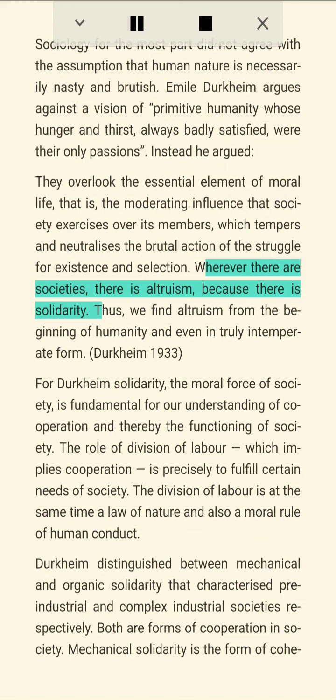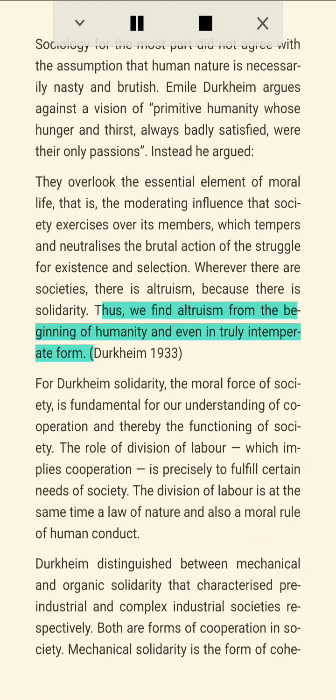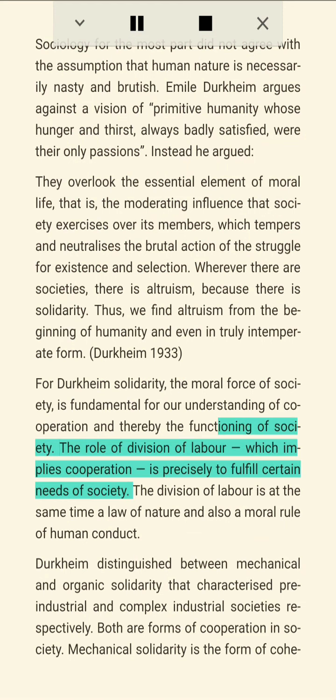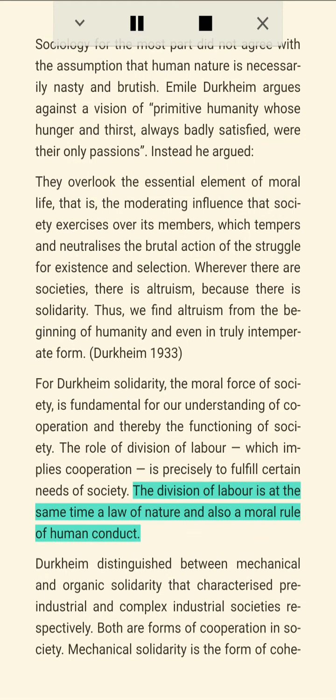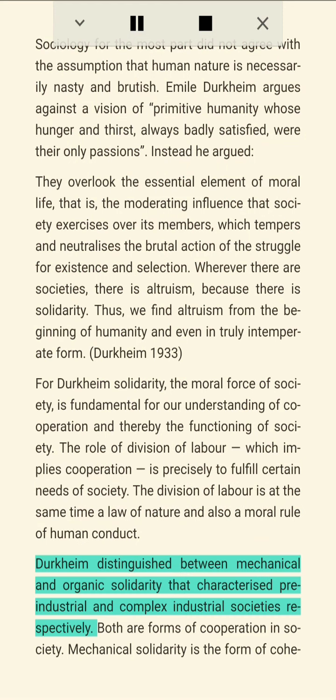Wherever there are societies, there is altruism, because there is solidarity. Thus, we find altruism from the beginning of humanity and even in truly intemperate form. Durkheim 1933. For Durkheim, solidarity, the moral force of society, is fundamental for our understanding of cooperation and thereby the functioning of society. The role of division of labor, which implies cooperation, is precisely to fulfill certain needs of society. The division of labor is at the same time a law of nature and also a moral rule of human conduct.